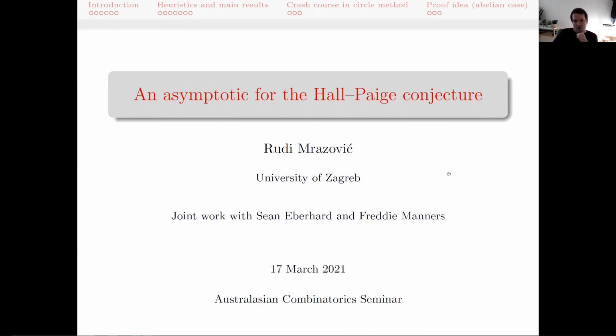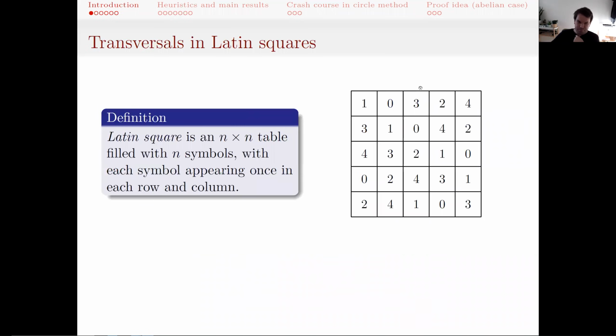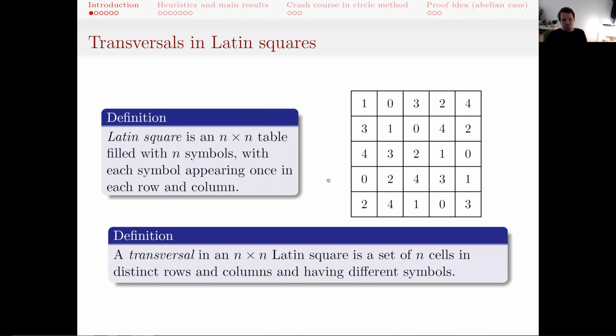So let me start with something I think we are all familiar with, and this is Latin square. A Latin square is an n times n table filled with n symbols in such a way that each row and each column contains exactly one of each of these n symbols. And specifically, I'll be interested in transversals in Latin squares. These are sets of n cells which are chosen in such a way that each row and each column contains exactly one of them, and no two of them contain the same symbol.